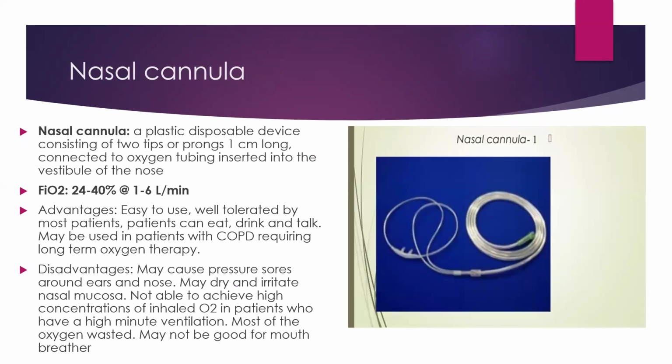Now, nasal cannula, this is a very common oxygen delivery device that we normally use. It's a plastic disposable device that has two pins, two tips or prongs, and is inserted into the vestibule of the nostrils. It's able to provide up to 24 to 40% FiO2 at 1 to 6 liters per minute. The advantage here is that it's easy to use, it's well tolerated by most patients. Patients can eat, drink, and talk, and it may also be used in patients with COPD that require long-term oxygen therapy.